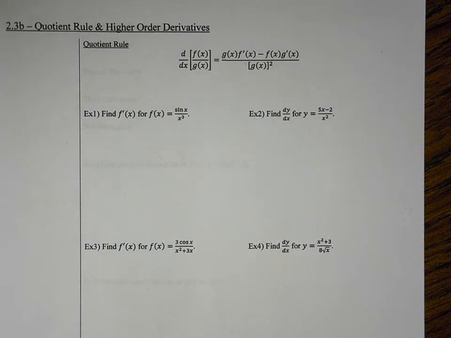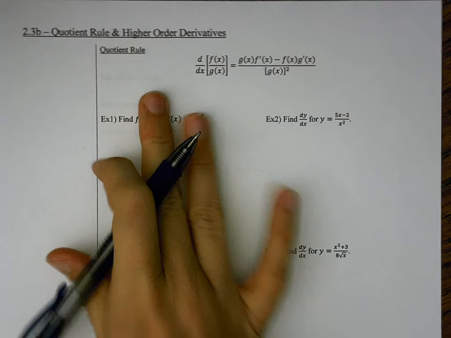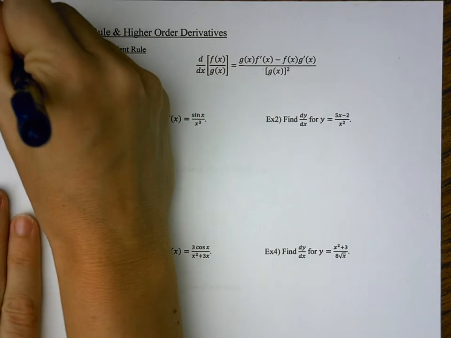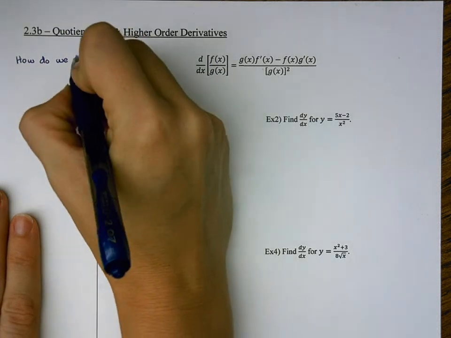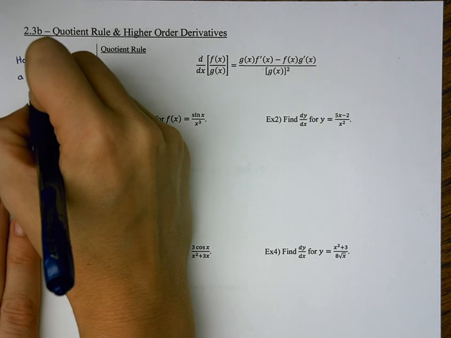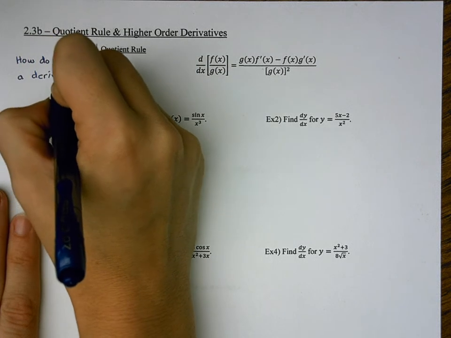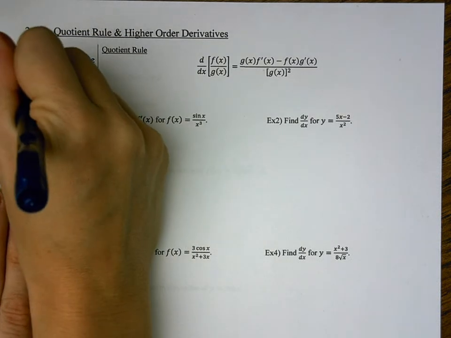Okay, in 2.3b here, we are going to look at quotient rule and higher order derivatives. So for quotient rule here, our guiding question is, how do we take a derivative when we have two functions dividing?